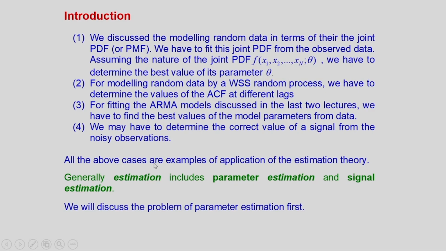All the above cases are examples of application of the estimation theory. Particularly, this is an example of signal estimation, and these 1, 2 and 3 are examples of parameter estimation. And we can also do signal estimation by using parameter estimation. For example, by fitting the ARMA model, we can estimate a signal. So, that way estimation includes two classes, parameter estimation and signal estimation. We will discuss the problem of parameter estimation.